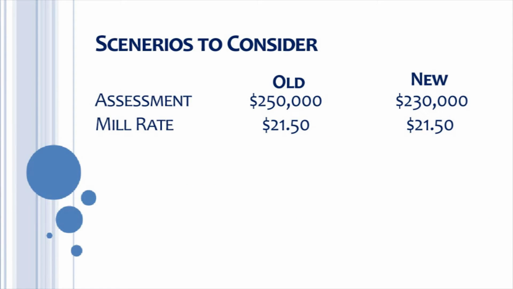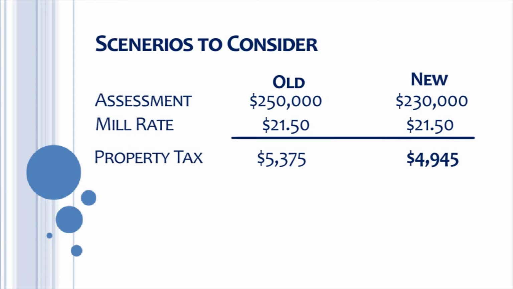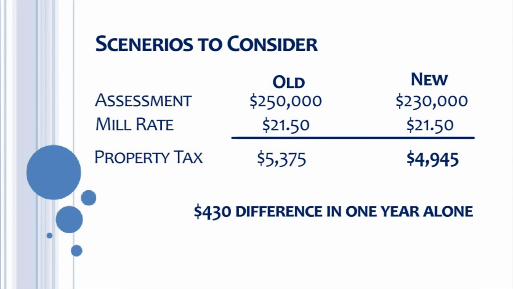So recalling the old assessment at $250,000 at the $21.50 mill rate, the property taxes was $5,375. But with the new assessment of $230,000, you can actually get a property tax of $4,945. That difference is $430 in 1 year alone.